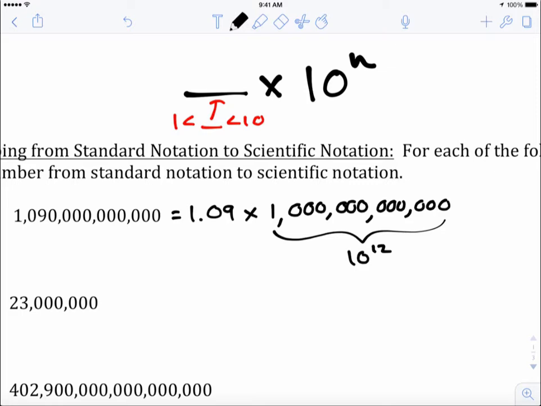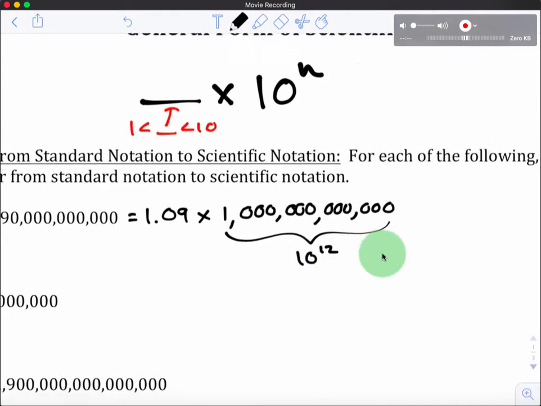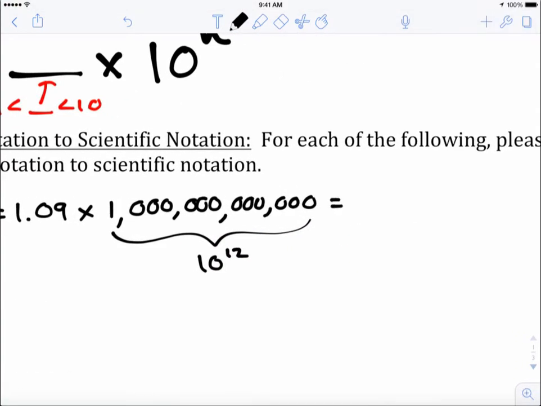One handy little tip here is that whenever you have a number like this, 1 followed by a whole bunch of zeros, the number of zeros will be equivalent to the power that we raised 10 to get this. So 1 followed by 12 zeros, 1 trillion, is 10 to the 12th power. So that means that we can write that original number as 1.09 times 10 to the 12th power, and that is how we would write it in scientific notation.